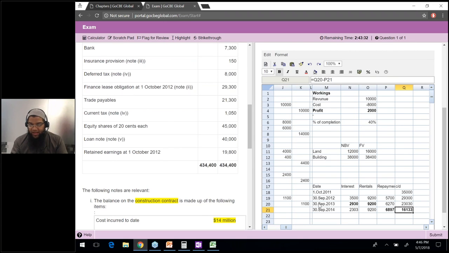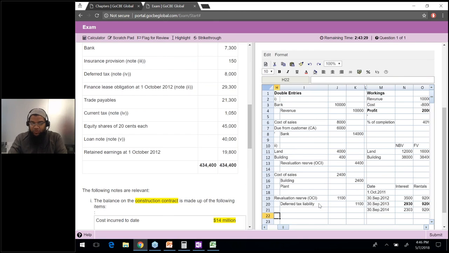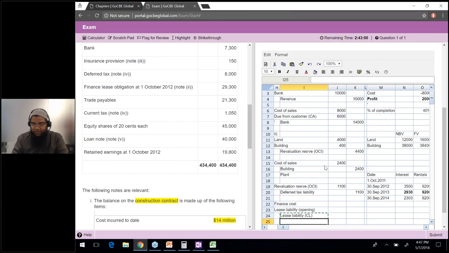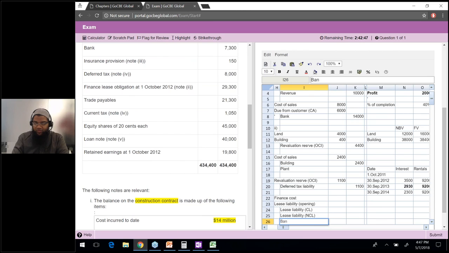So what we can do is we can prepare a single entry covering all values, being finance cost debit, lease liability, which was recorded by the question. We are actually debiting that so that that gets eliminated. And instead we are going to record our own lease liability as current and non-current, and we have paid some rentals during the year from the bank.